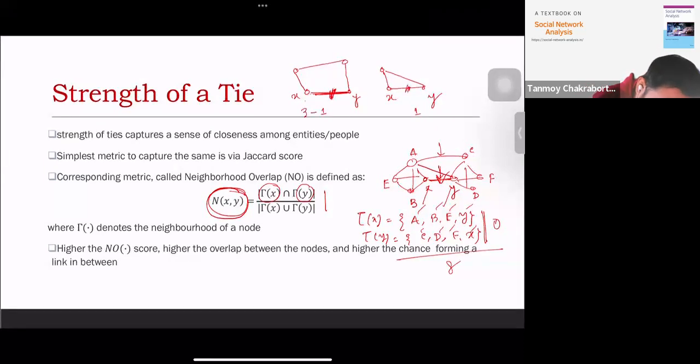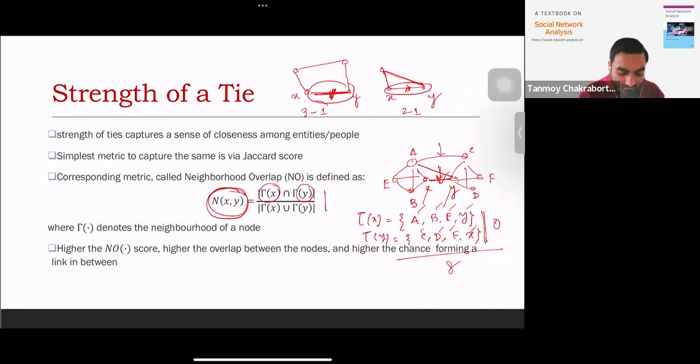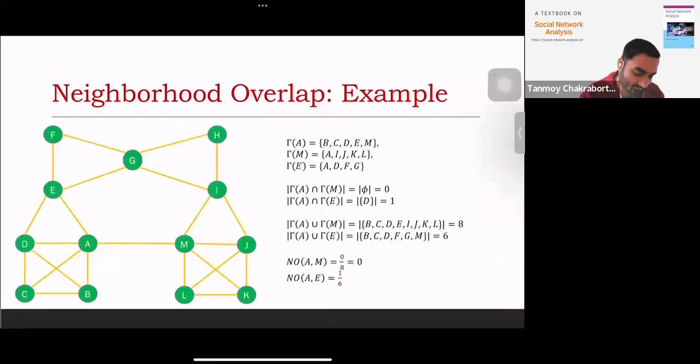In this case, if you remove the link, the shortest path would be 2. So it means that this link is a weak link, and this link is a strong link, because after removing this edge, the shortest path doesn't change much, whereas after removing this edge, the shortest path changes a lot. This is another way of looking at it. So depending upon the application, you define it in different ways.